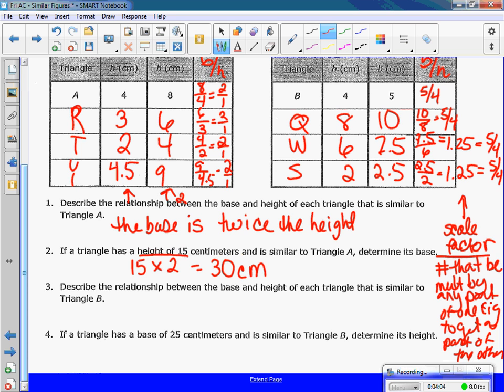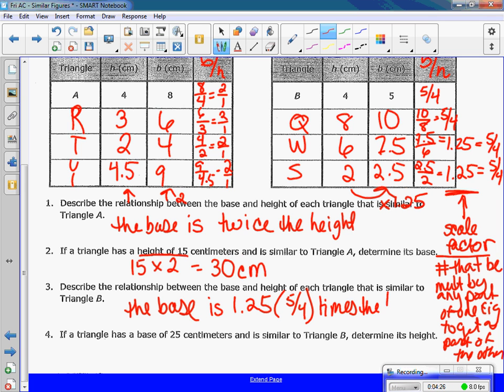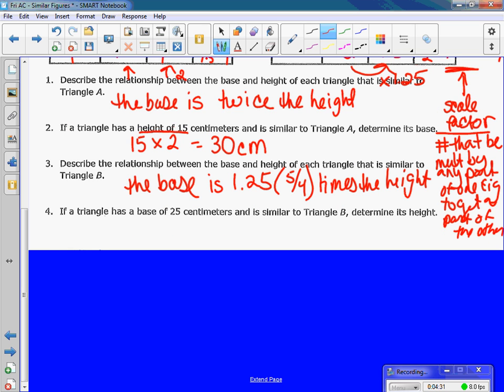So, in other words, see how we got this 1.25? To get from here to here, you multiply by 1.25. So that means that the base is 1.25, or that's the same as 5/4, times the height. So if a triangle has a base of 25 centimeters and is similar to triangle B, to determine its height, we are going to multiply by 1.25. And that's actually going to give us 20 centimeters.